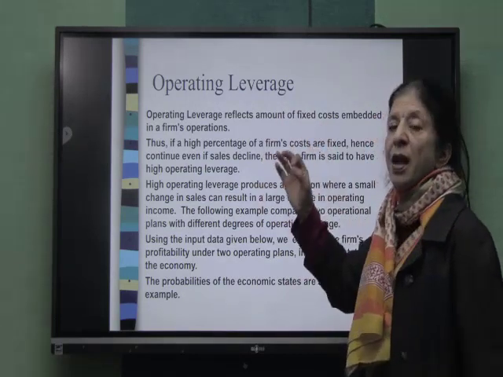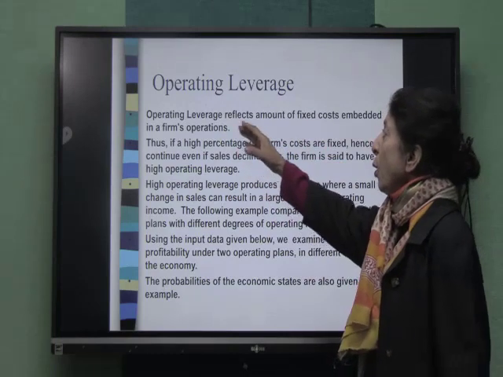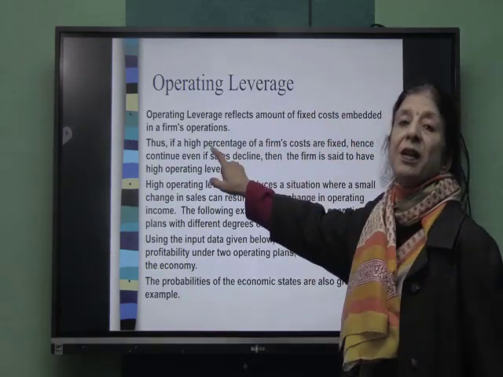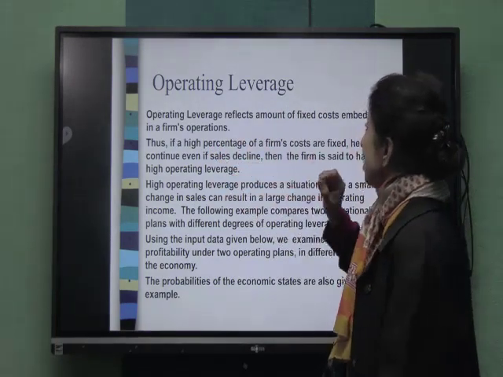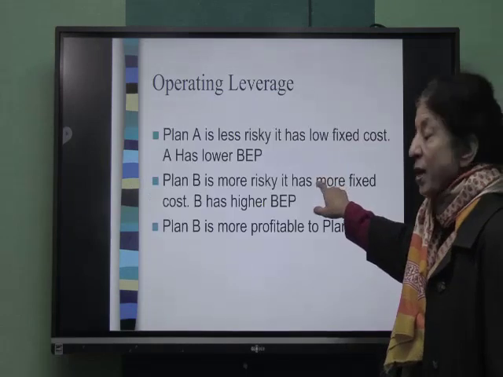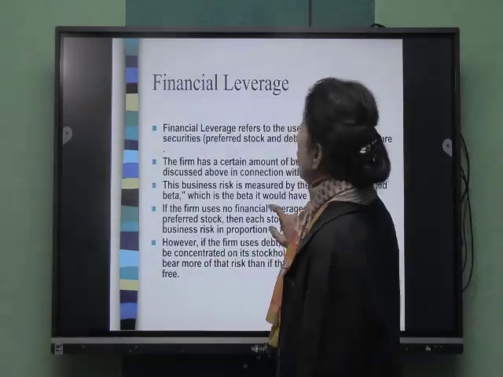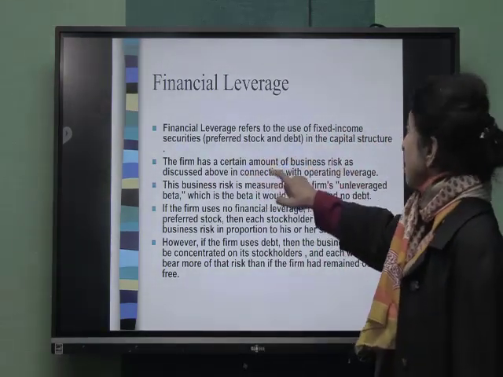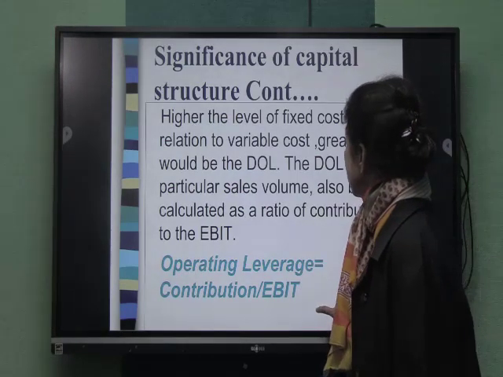Here I have given you the concluding points of operating leverage: operating leverage reflects the amount of fixed cost embedded in the firm's operation. If a high percentage of the firm's costs are fixed, remember, the more will be a certain amount of business risk as discussed above.